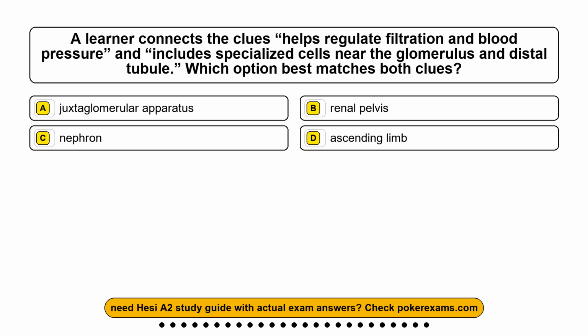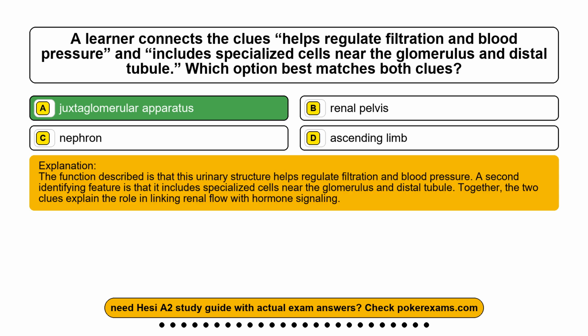Question 4. A learner connects the clues, helps regulate filtration and blood pressure, and includes specialized cells near the glomerulus and distal tubule. Which option best matches both clues? Option A, juxtaglomerular apparatus. Option B, renal pelvis. Option C, nephron. Option D, the ascending limb. The correct answer is option A, juxtaglomerular apparatus.